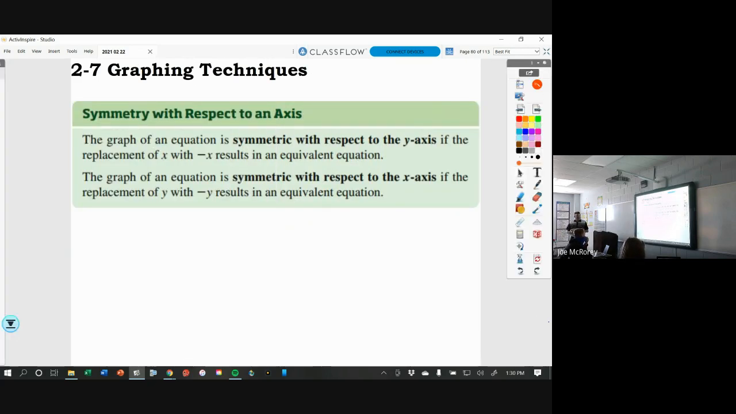So this is basically saying the same thing. The graph of an equation is symmetric with respect to the y-axis if you replace x with negative x and you get the same thing. It's symmetric about the x-axis if you replace y with negative y, simplify, and get what you started with.